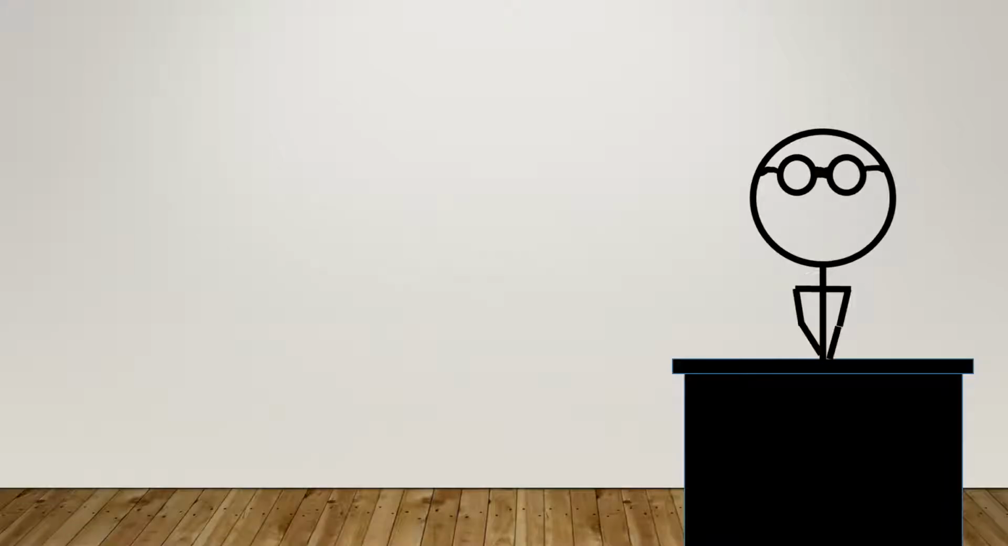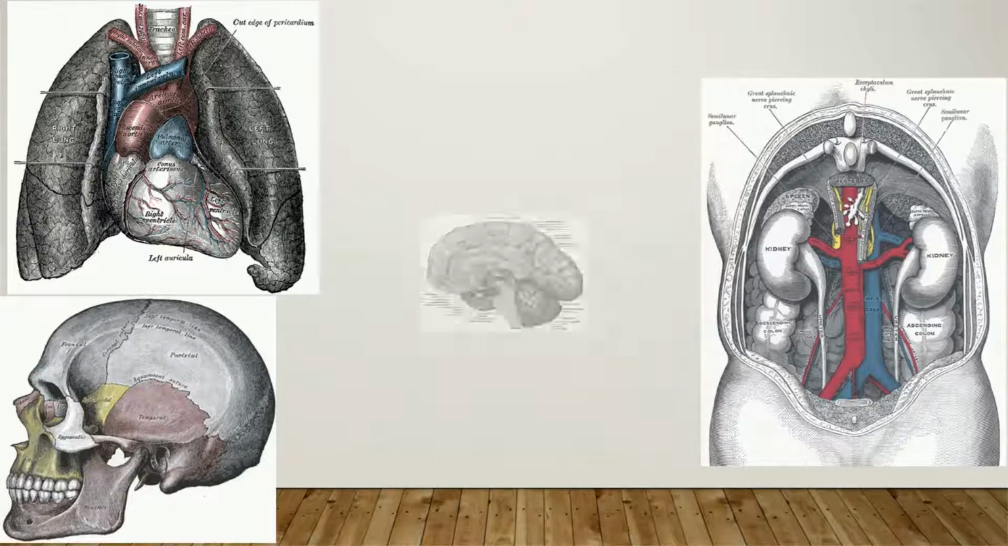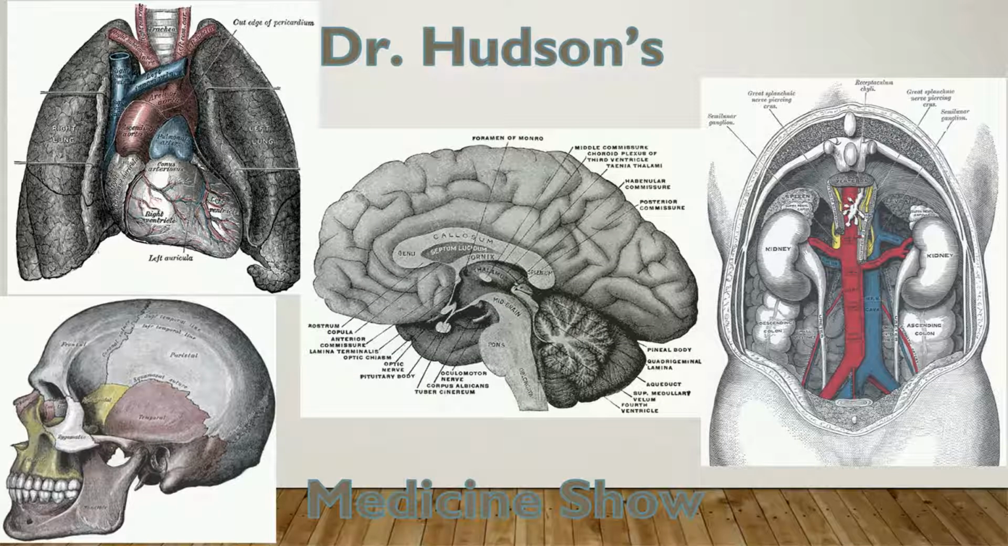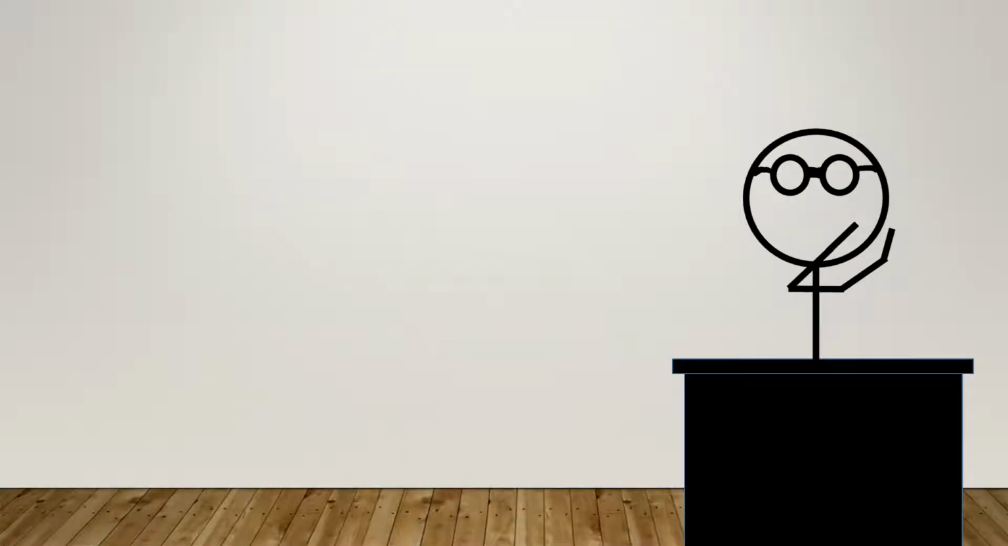Humoral immunity. It sounds funny, but it's actually just really cool. Today we're going to cover the humoral immune system. This is the portion of the immune system that encompasses the B cells and the antibodies.